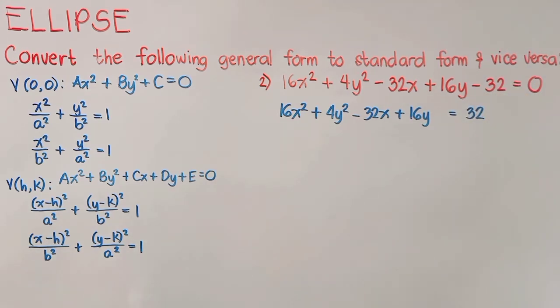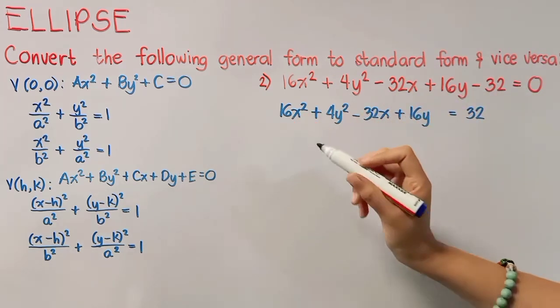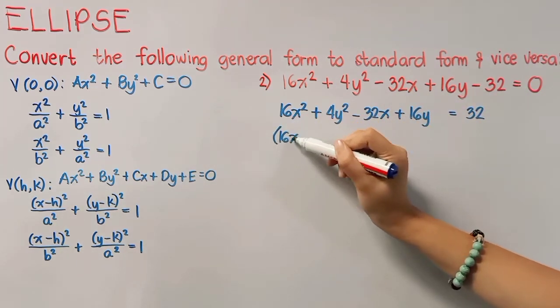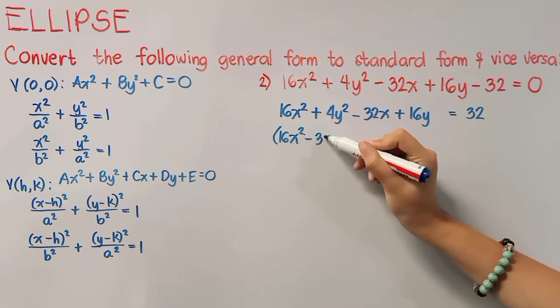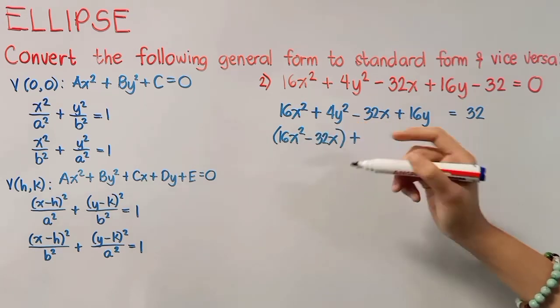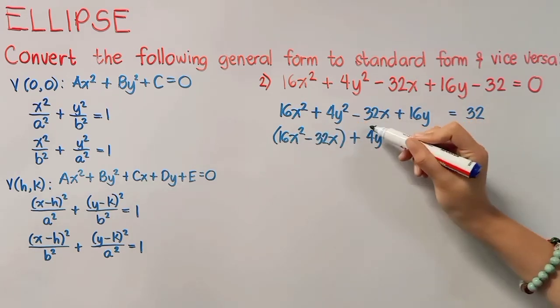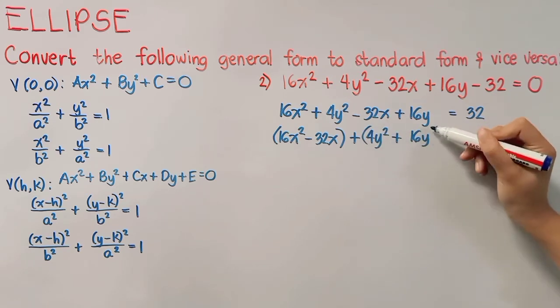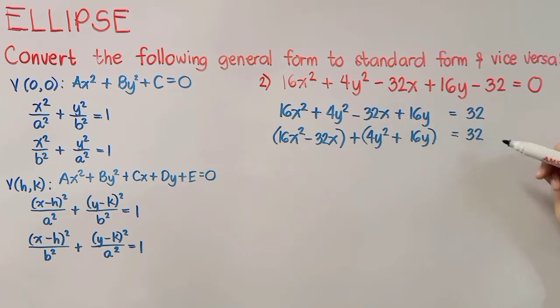Next step is to regroup terms with the same variable. We have here 16x squared and negative 32x as one group, plus the other group is 4y squared plus 16y.